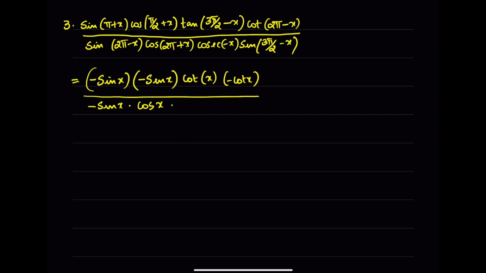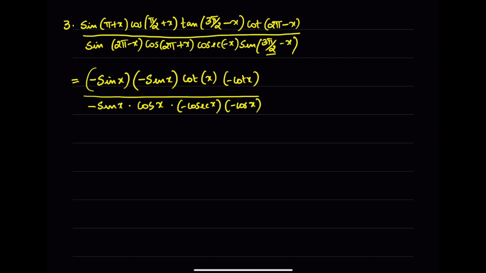Cosecant of minus x. So sine of minus x is minus sine x. So cosecant of minus x is minus cosecant of x. And sine of 3 pi by 2 minus x. So 3 pi by 2 is 270 degrees. So 270 degrees is a boundary of third and fourth quadrant. Minus x would be in the third quadrant. So in third quadrant, sine is negative. So this will be minus cos x. Now let's see what terms can be cancelled.